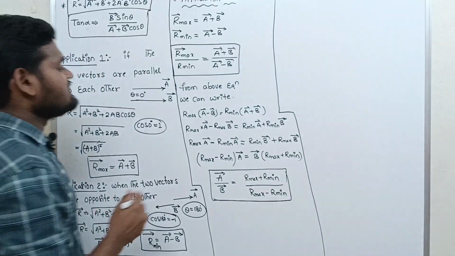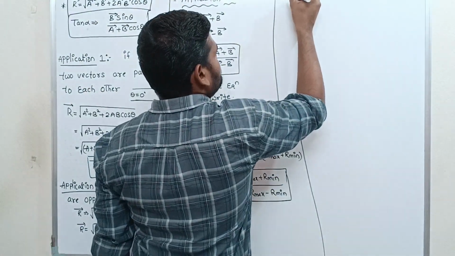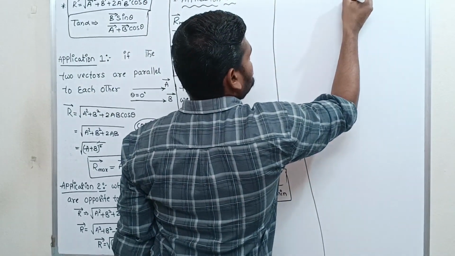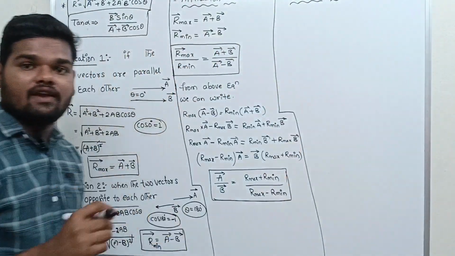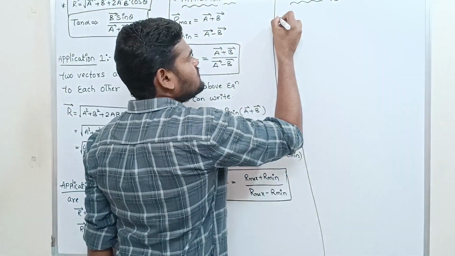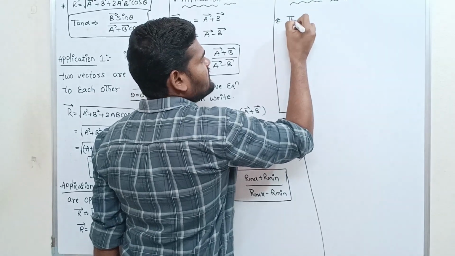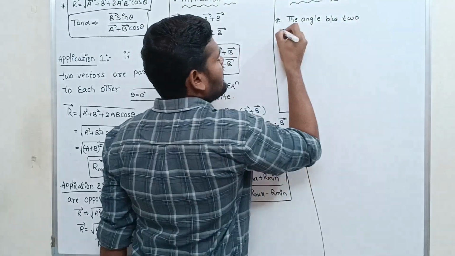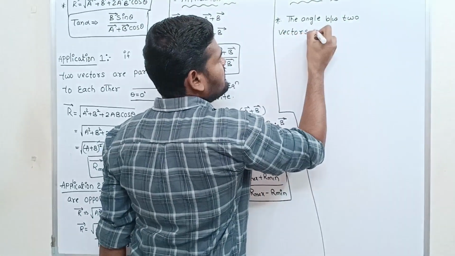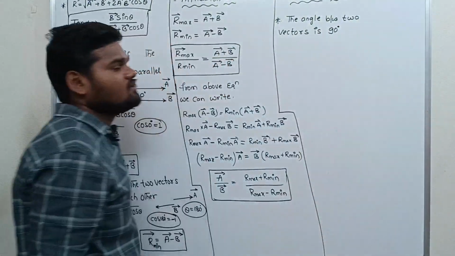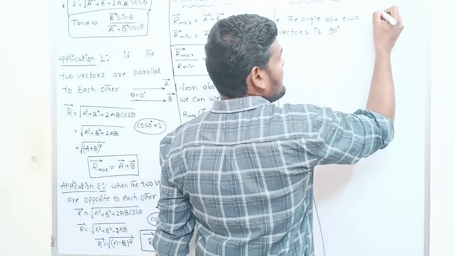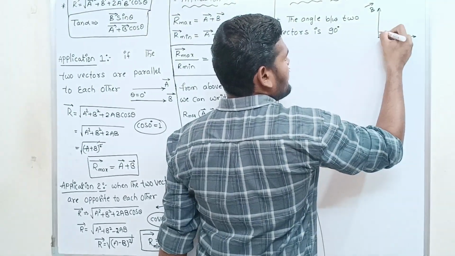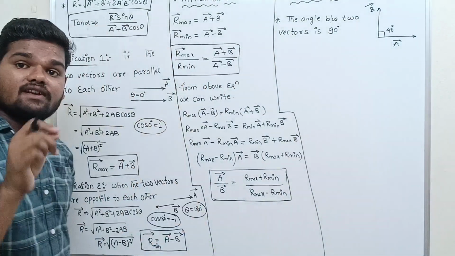So let us see application number 4. At this time, I'm taking two vectors. The angle between the two vectors is 90 degrees. That means they are perpendicular to each other. This is a bar vector and this is b bar vector. Now the angle between them is 90 degrees. Now what is the resultant vector?